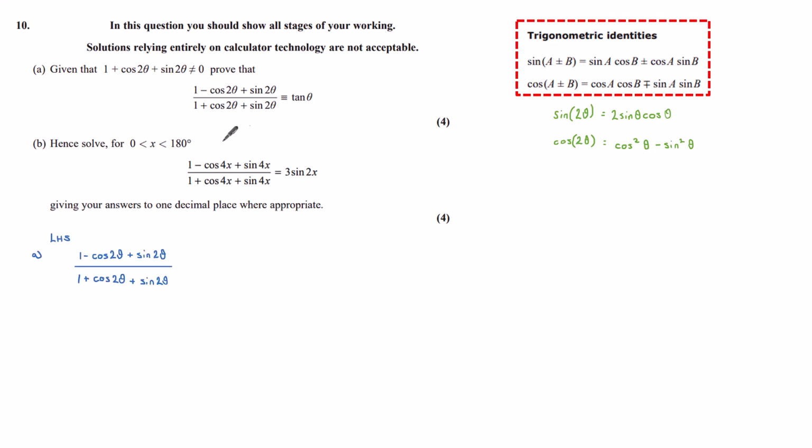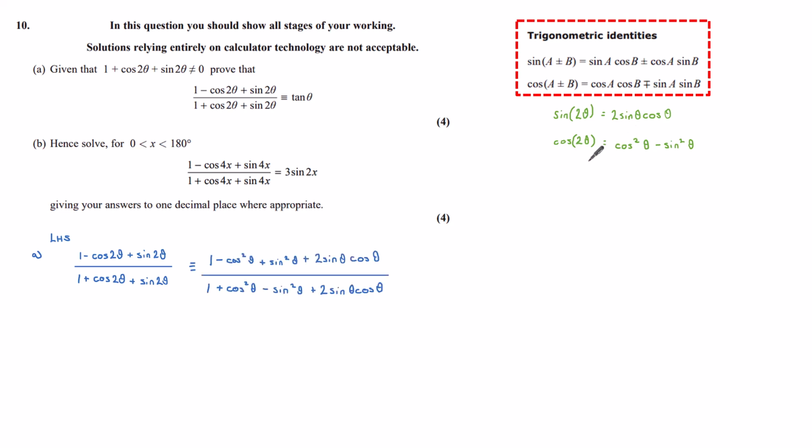Now, with a proof question, I would typically want to start with one side. Sometimes you work from the right hand side to the left. In this case, I'm starting from the left hand side, and I want to rearrange it, making one change at a time until I get to the right hand side of this equivalence. So, starting with my 1 minus cos 2 theta plus sine 2 theta over 1 plus cos 2 theta plus sine 2 theta, I'm going to make the substitution for cos 2 theta and sine 2 theta that I derived from the compound angle formula in my formula book.